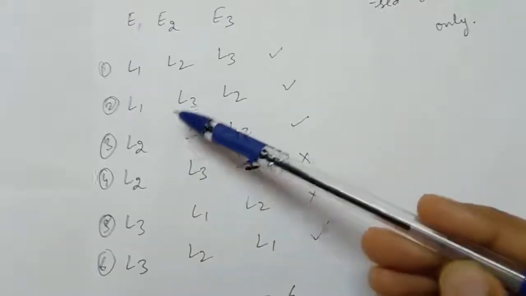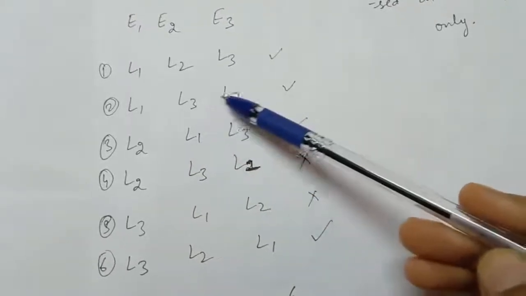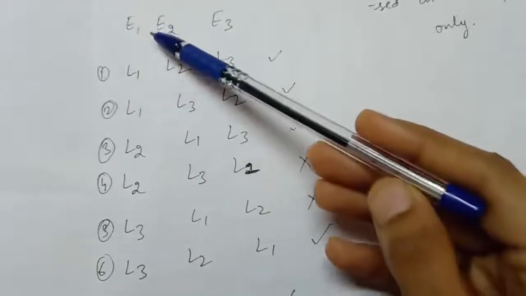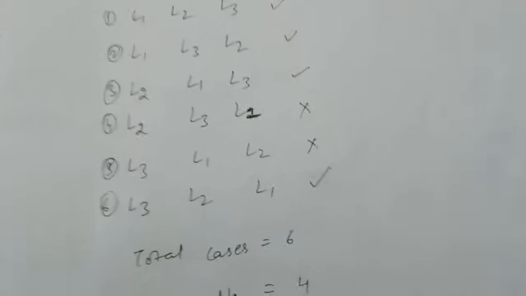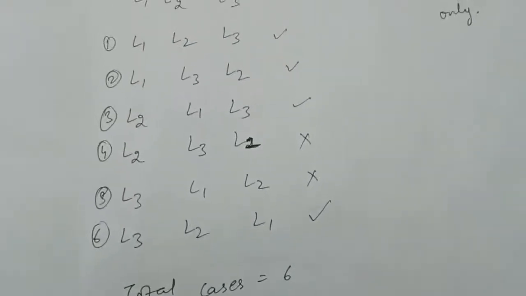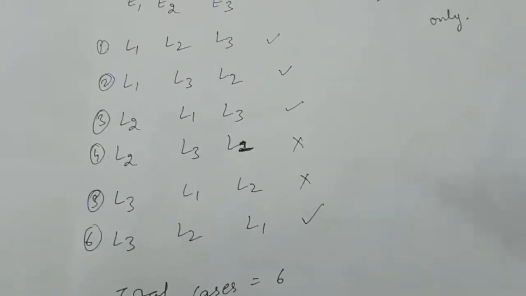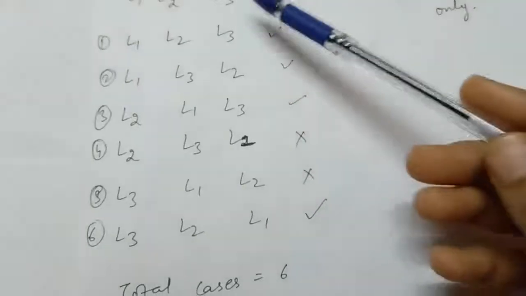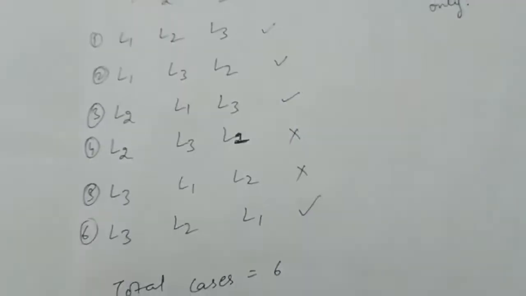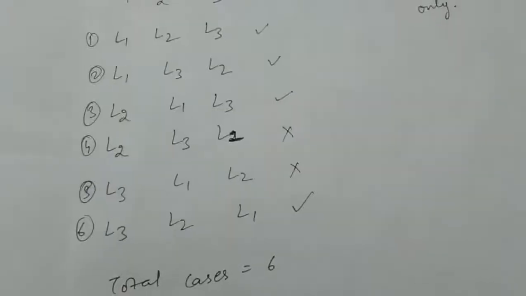Now in this, these two are not in their correct envelopes, but L1 is in E1. So we will consider this case also, because they have said at least one letter should be in its correct envelope. Now the third case, in this L3 is in its correct envelope, therefore we will select this case also.